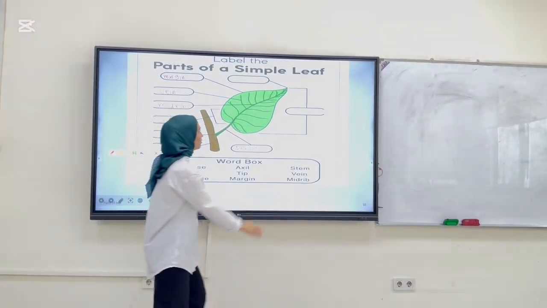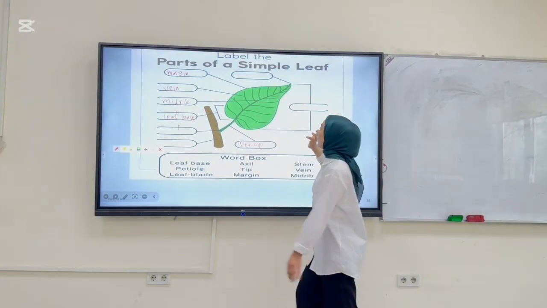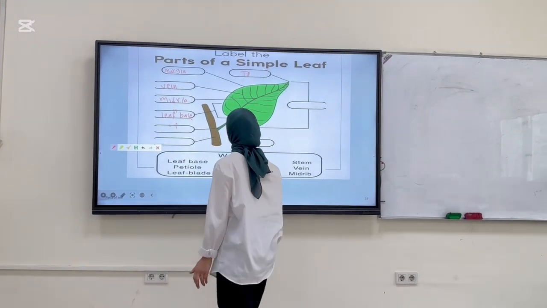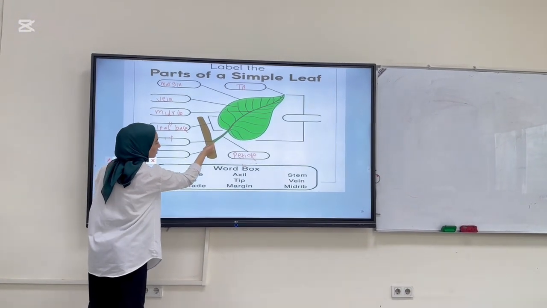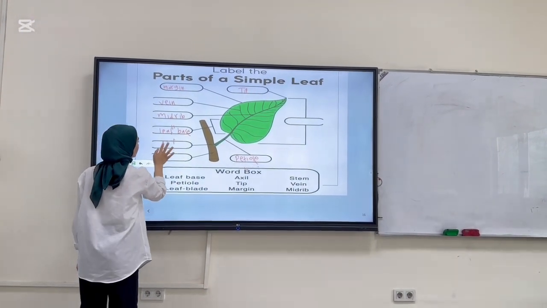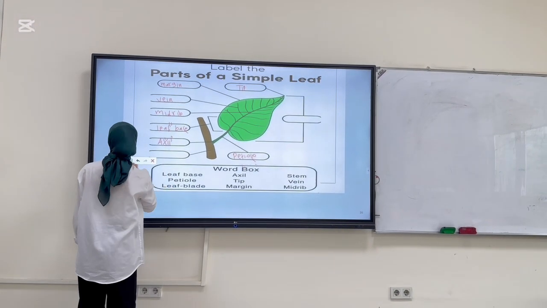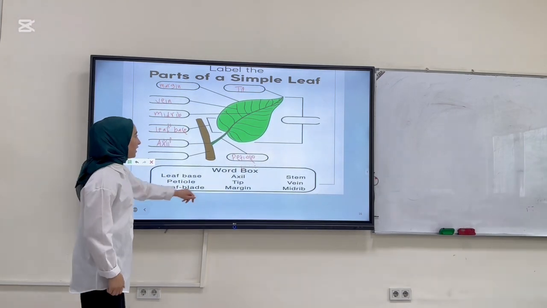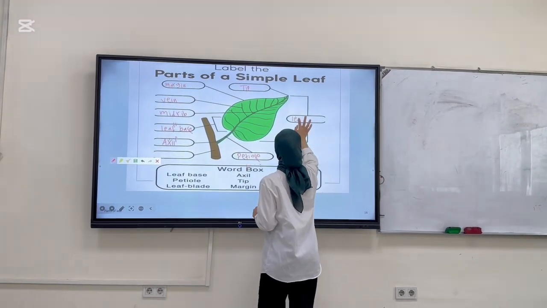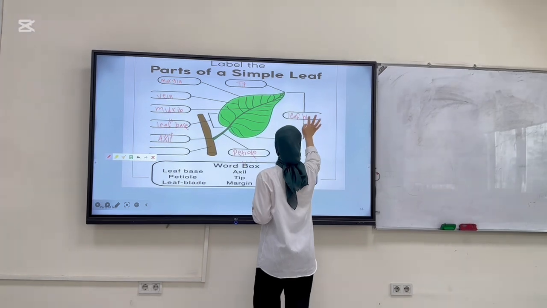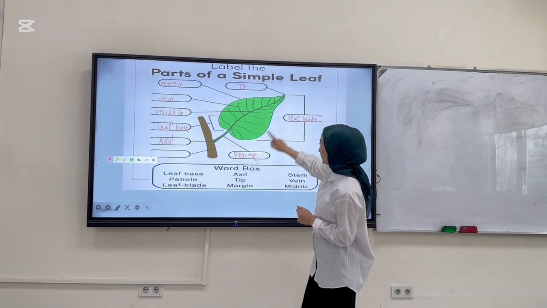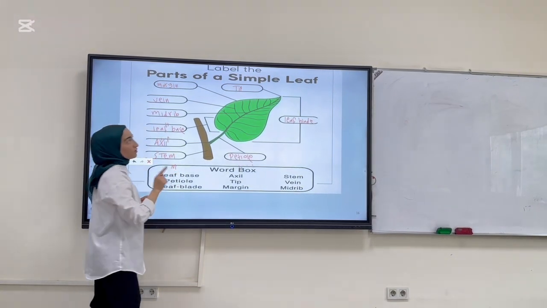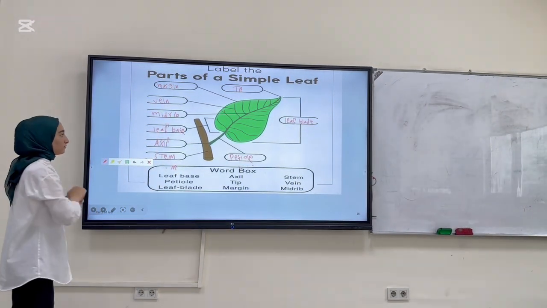And in here we have this part, which is the top of the leaf, which is the tip. And we have this place, which is called the axil. Okay. And we have these parts, which are the leaf blade. And we have this part, which is the stem. So this is all about the structure of the leaf.